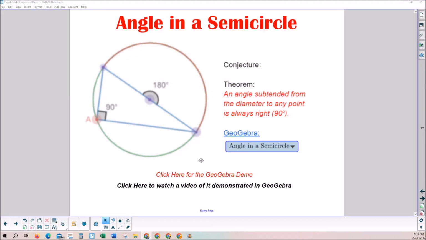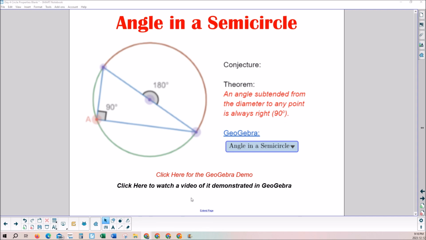So the property you discovered in this one is called the angle in a semicircle property. And you can write this theorem next to the sketch you just drew. An angle subtended from the diameter to a point is always right, or 90 degrees. So going from that diameter to any point on the circle, you drew one that was above, this one is below, that angle there is going to be 90 degrees.